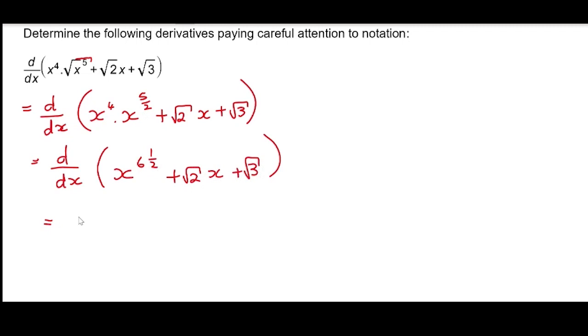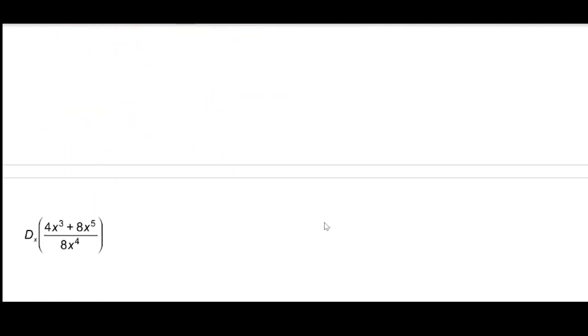Now we're going to differentiate, and when we differentiate, we're not going to write the d by dx anymore. It's kind of run its course because we've differentiated. This will be 6.5 lots of x to the 5.5, just using our power rule. The derivative of root 2 times x is just root 2, and the derivative of root 3 is just 0, and there's our answer. Okay, we're going to look at another one.